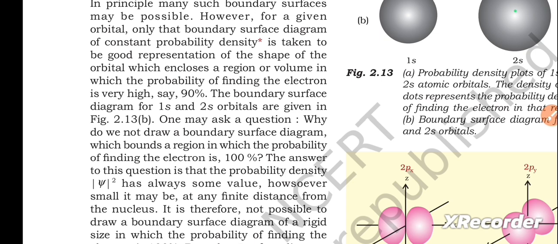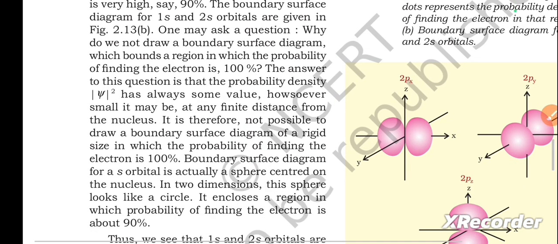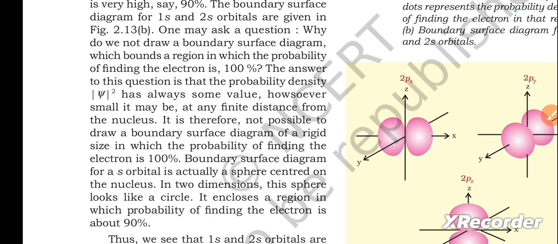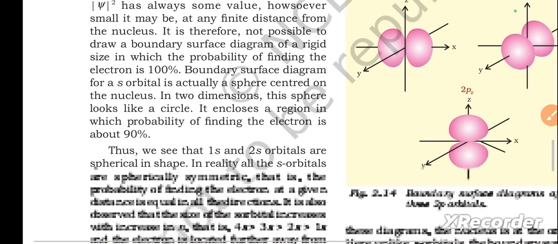One may ask a question: why do we not draw a boundary surface diagram which bounds a region in which the probability of finding the electron is 100%? The answer to this question is that the probability density psi square has always some value, howsoever small it may be, at any finite distance from the nucleus. It is therefore not possible to draw a boundary surface diagram of a rigid size in which the probability of finding the electron is 100%.